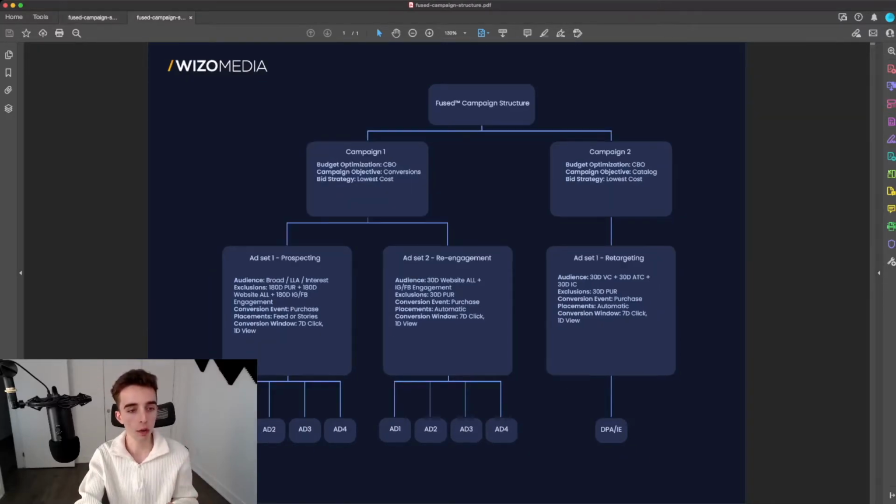Now, if we switch over to the beast, so this other campaign structure that I'm not too sure you've seen many people talk about actually online. So this was the sort of V1.0 of our campaign structure. Then we revamped it to the first one that I showed you. That one we're still using for smaller accounts. We find it works really well for small accounts.